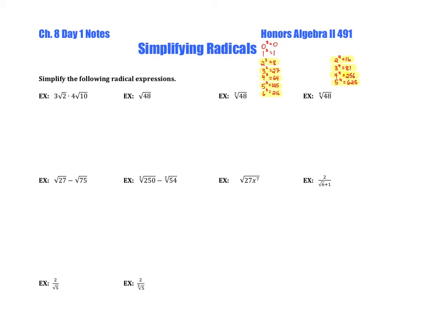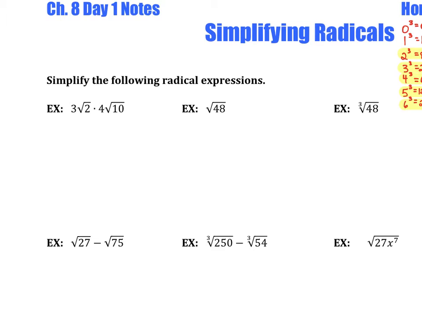In this lesson, we're going to focus on simplifying radicals. All right, so our instructions say simplify the following radical expressions. And in the first example, you can see here that we have a 3 times the square root of 2 times 4 times the square root of 10. I'm just emphasizing there that everything's being multiplied together.